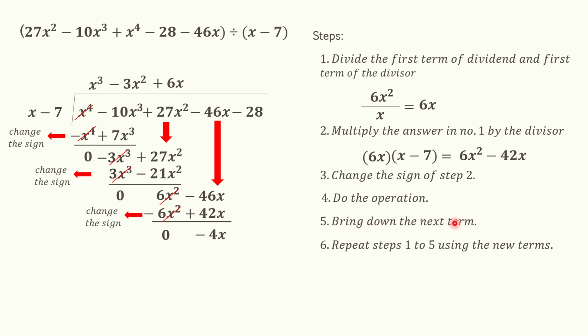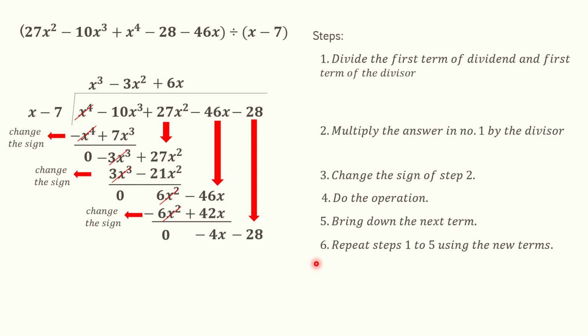Again, the next step will be bring down again until meron pang natitira dito. Hindi pa natin naubos na bring down. We will continue these steps. So this time, meron na lang isa, si negative 28. Again, balik tayo sa step number 1. Okay, so first term, ito na naman ang new term natin. So negative 4x divided by first term ng divisor, x, that is equal to negative 4.